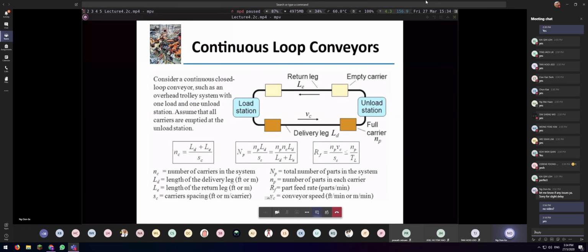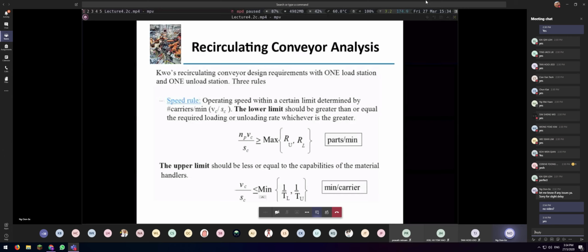So once we have this, let's look at recirculating conveyor design requirements. If you have one load and one unload station, basically there are three rules which need to be fulfilled: the speed rule, the capacity constraint, and the uniformity principle.